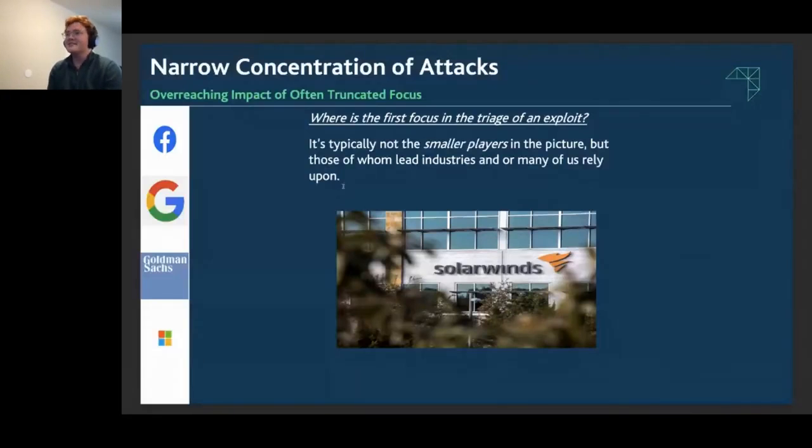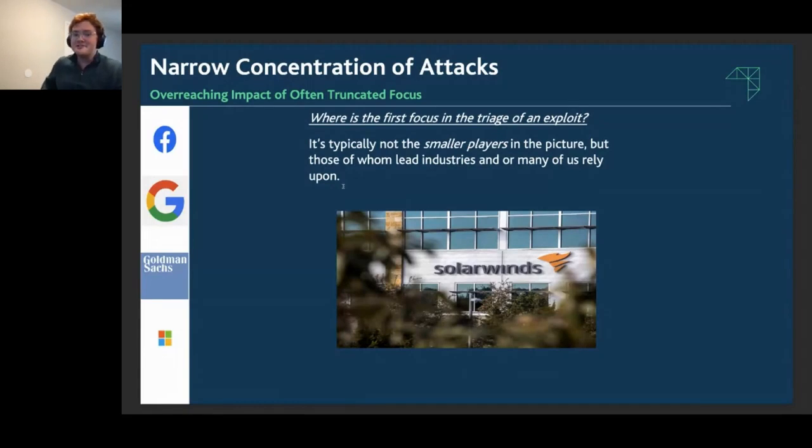Like I'm saying, it's not typically the smaller players in the picture, but those who lead industries and many of us rely upon. So you have the crazy big companies like Goldman, but no one's focusing on the hospitals that have Windows XP and everything like that, that can't necessarily be as agile to move around and instantly update all of their systems. So we're going to go ahead and move to the next slide.